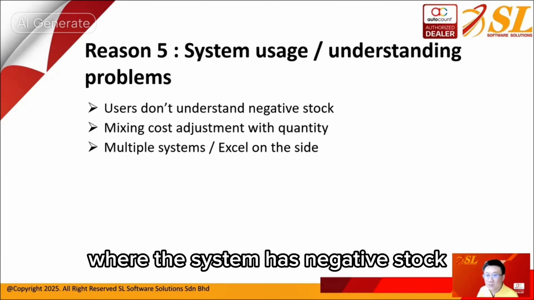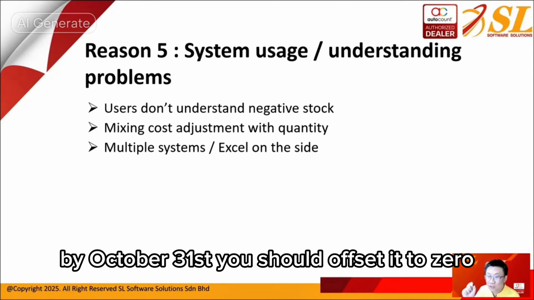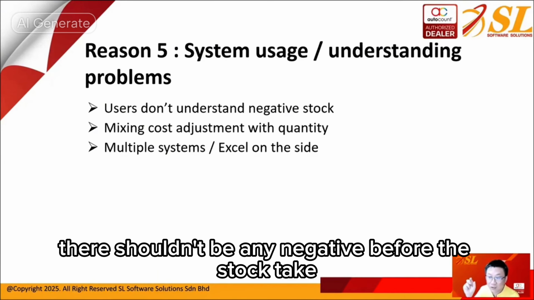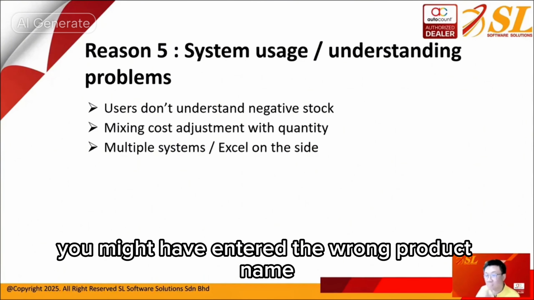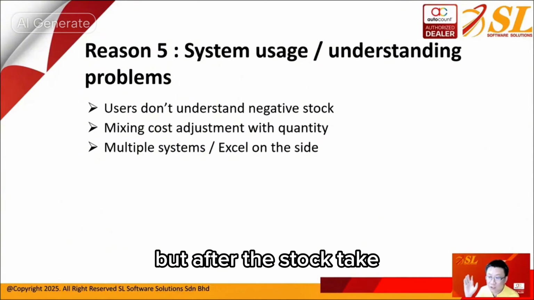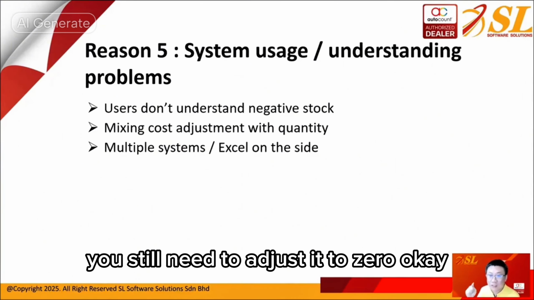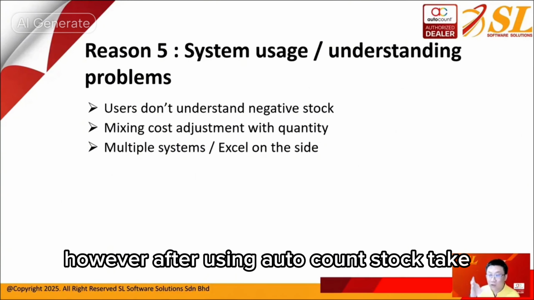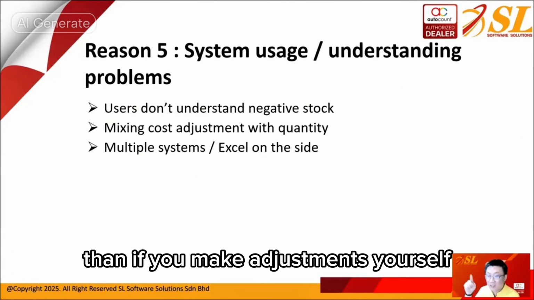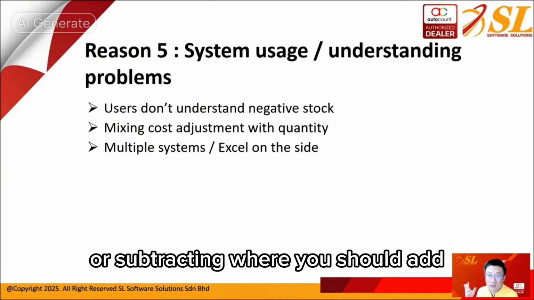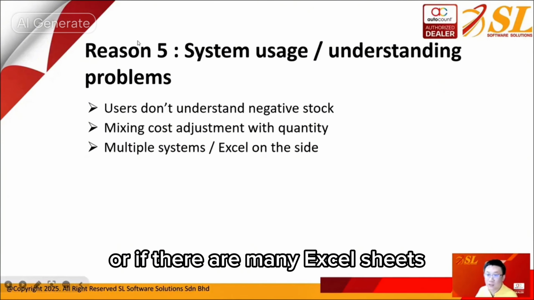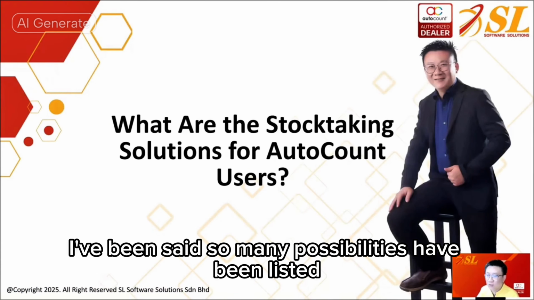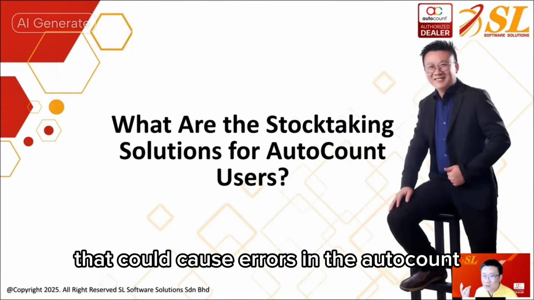So there's also this situation where the system has negative stock and you haven't dealt with it. By October 31st, you should offset it to 0, but if you don't offset it and it remains negative after the stock take, there shouldn't be any negative. Before the stock take, you might have entered the wrong product name, wrong code, or wrong unit of measure, but after the stock take, even if there are negative items, you still need to adjust it to 0, okay? Another possibility is that you make the stock adjustment yourself. However, after using AutoCount stock take, this problem is much less frequent than if you make adjustments yourself, adding where you should subtract or subtracting where you should add. There is also the possibility of making mistakes, or if there are many Excel sheets, rounding them all up could lead to errors in the final calculations. So many possibilities have been listed that could cause errors in the AutoCount.